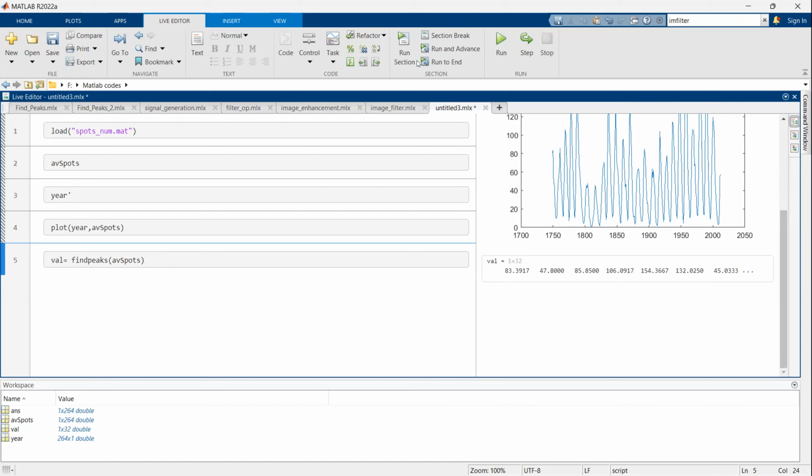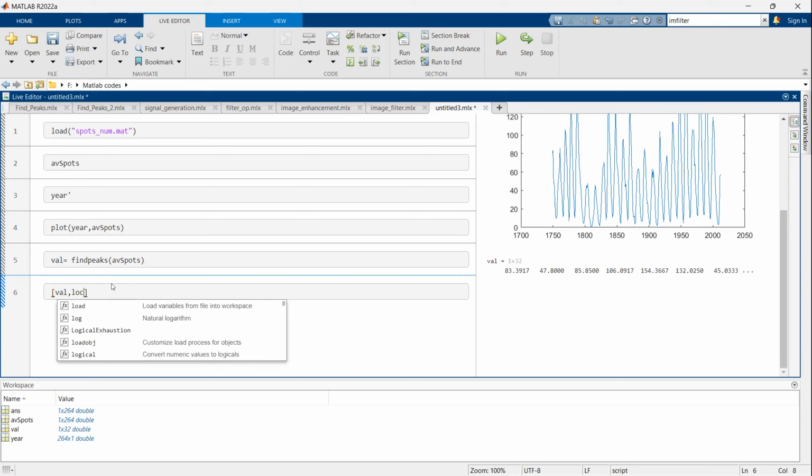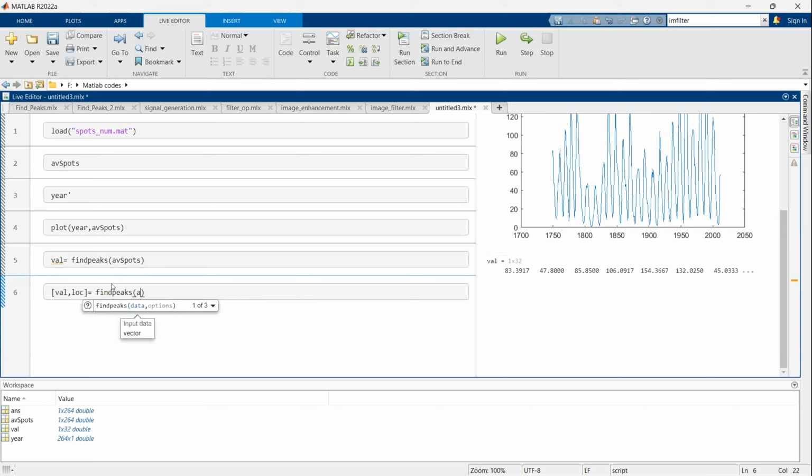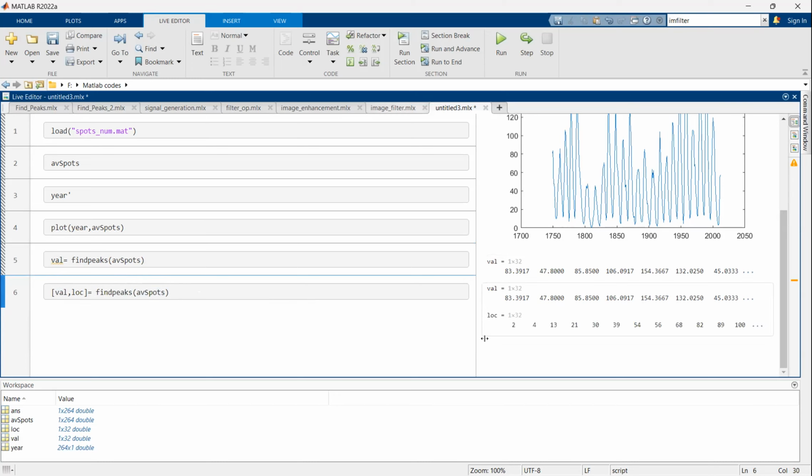Now you can also ask in which years, in which locations, it has actually found the peaks. So you can do it this way. You can use a multiple output command. The multiple output command goes like this: value, comma, location, equals findpeaks. So this will also give you the index. In this variable, what are the indices where it is finding the peaks? If I run it, you can see this is the value variable and this is the location. That means in the average spots variable, the second index was a peak, the fourth index was a peak, the 13th index was a peak, and these are the values that it found.